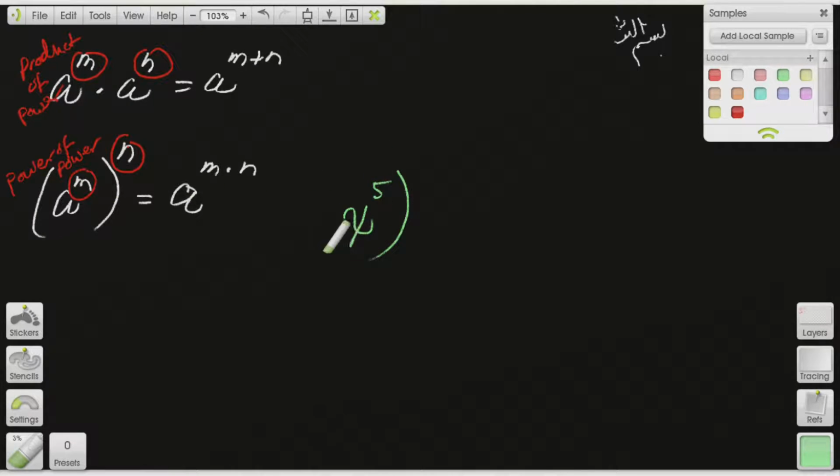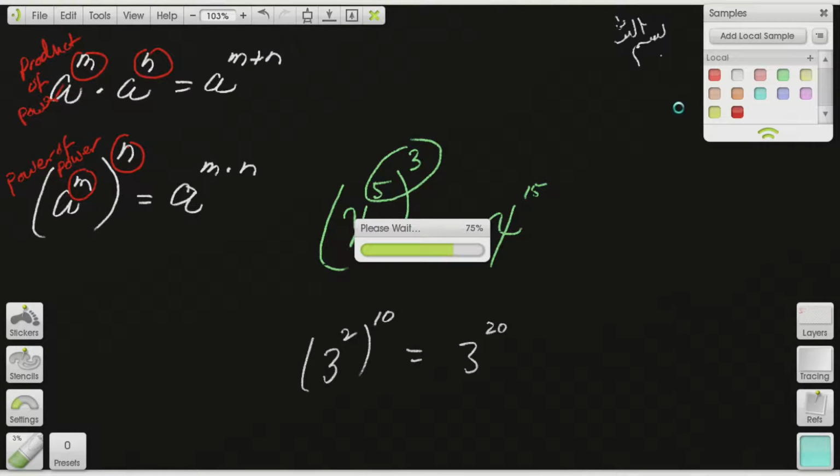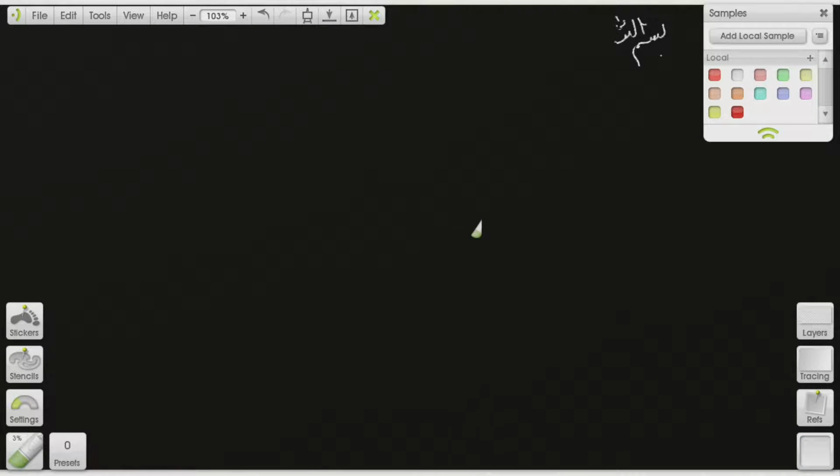So if x to the 5th to the 3rd, this would be x to the 15th. Very good. How about 3 squared to the 10? Same thing. 3 to the 20th, like that. So those are the two rules that we have learned so far. Let me enumerate them to you again until you kind of know them really well.